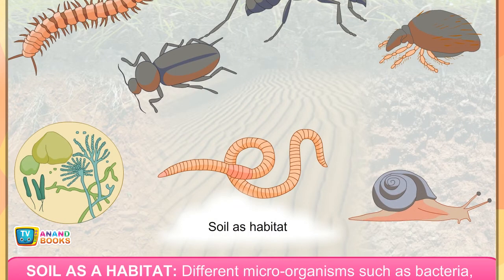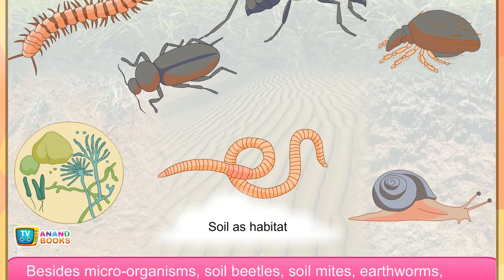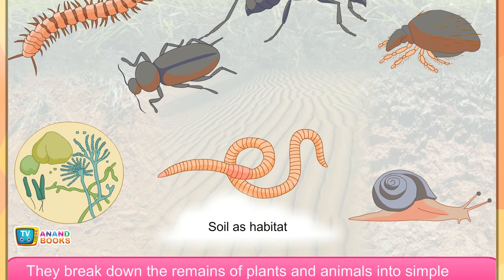Soil as a habitat. Different microorganisms such as bacteria, fungi, algae and protozoa live in the soil. Besides microorganisms, soil beetles, soil mites, earthworms, millipedes, ants, etc. all live in the soil. They break down the remains of plants and animals into simple substances, making the soil fertile.